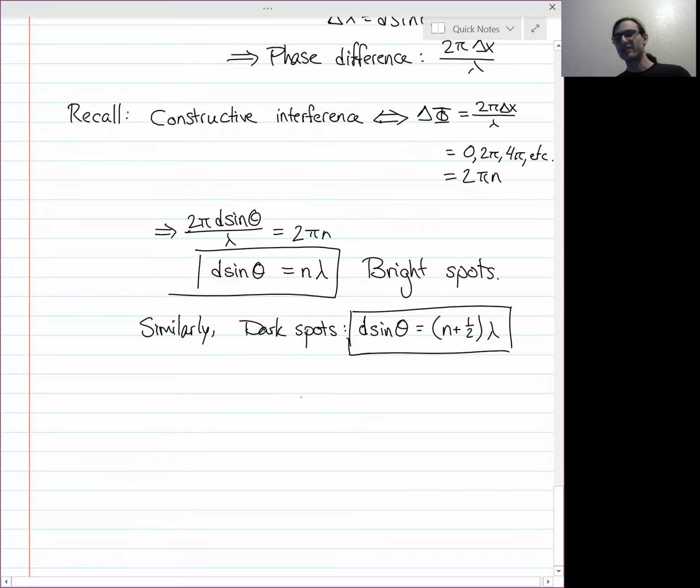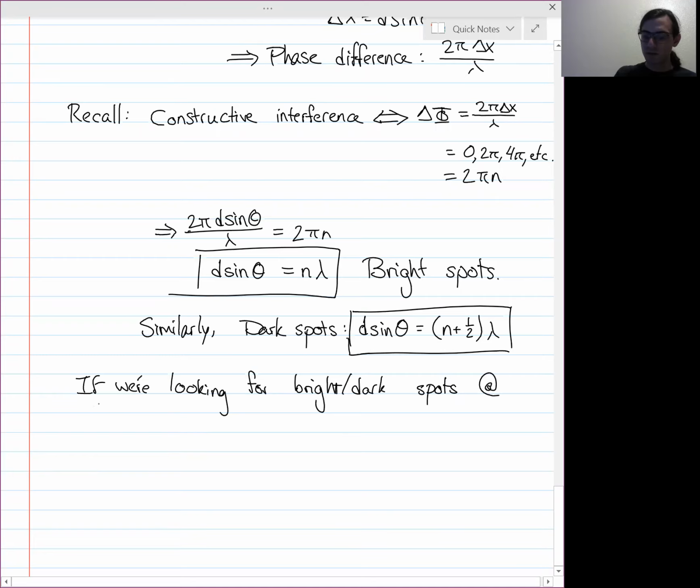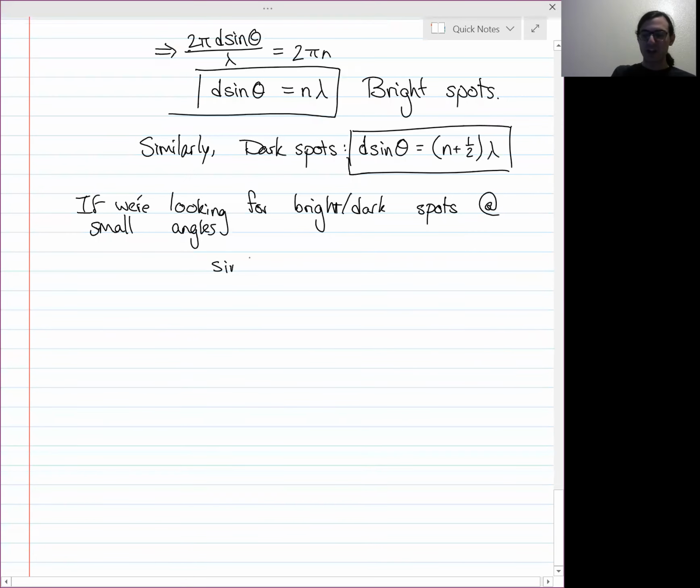So we can simplify our calculation even easier. If we're looking for bright or dark spots at small angles, meaning let's say that we're not really interested in if there's a bright spot at 30 degrees off axis, because those are going to be pretty dim anyway. What if we're interested in whether there's a bright spot 1 degree or 2 degrees off of axis? Well, then we can make the approximation where sine of theta is approximately tangent of theta, which is equal to y over L for theta significantly less than 1.